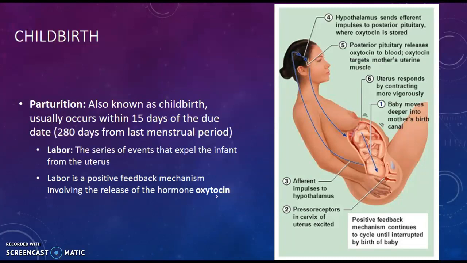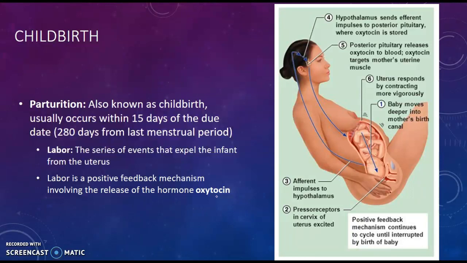Childbirth. So what happens when we're ready to give birth? Well, parturition is the actual, the medical term for childbirth. And really, doctors can pretty much determine when this baby is going to be born. It's usually within 15 days of the due date. So give or take 15 days of the due date, they say, is pretty normal. Anything past a couple weeks of the due date, they're probably going to induce labor.